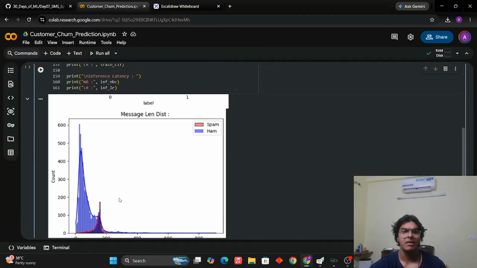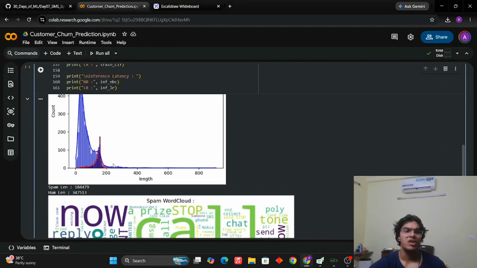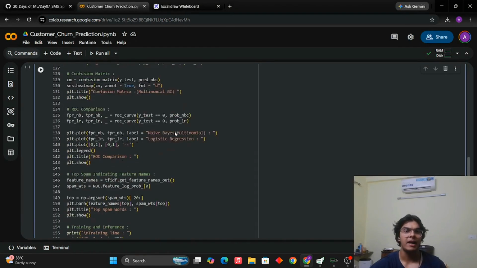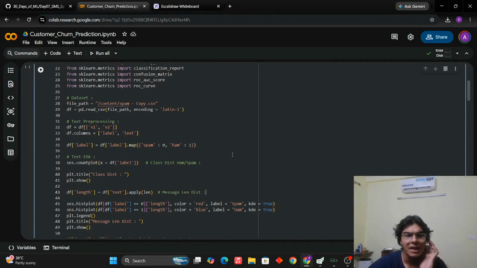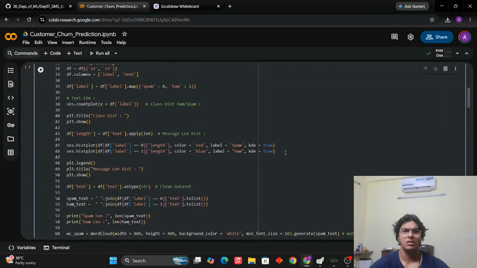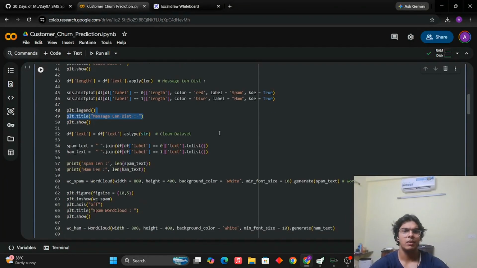So the class distribution and the message length are very important to decide which messages are longer and to get a differentiating factor between them. After that, we plot it using the KDE, the kernel density estimate. It is basically a histogram. We give it different colors and plot it up. This is the message length. We show it.